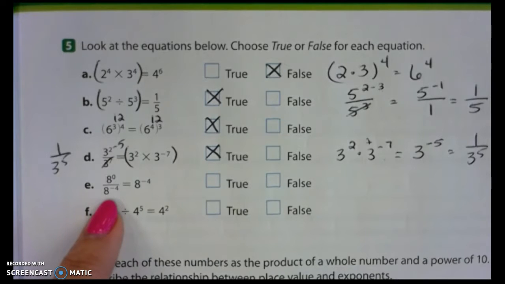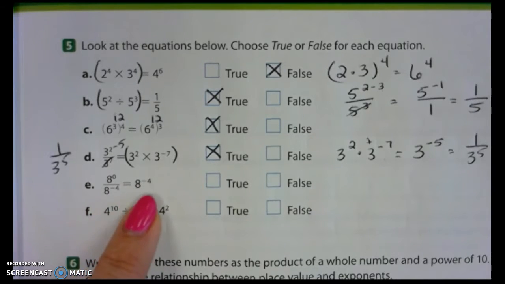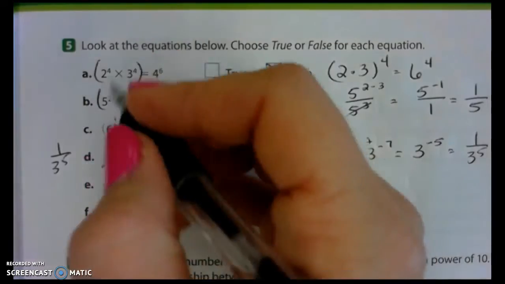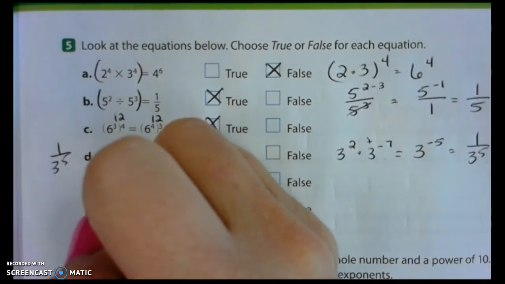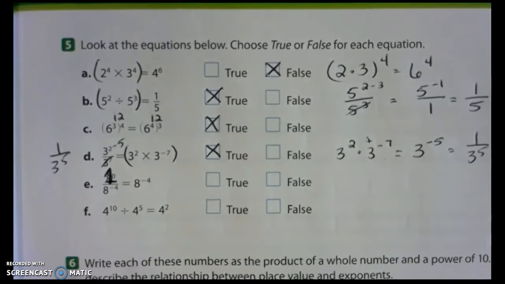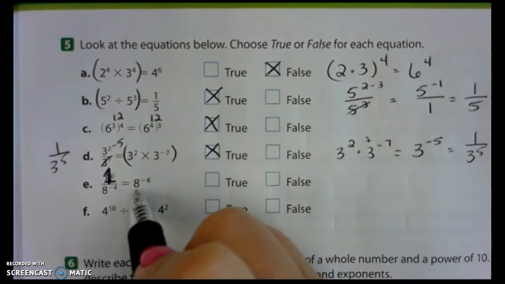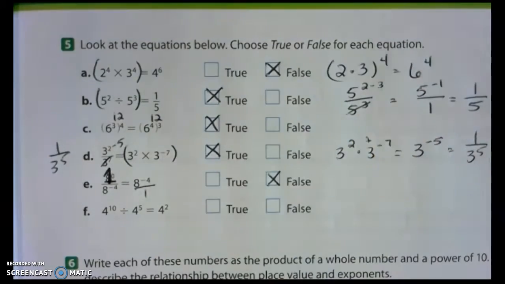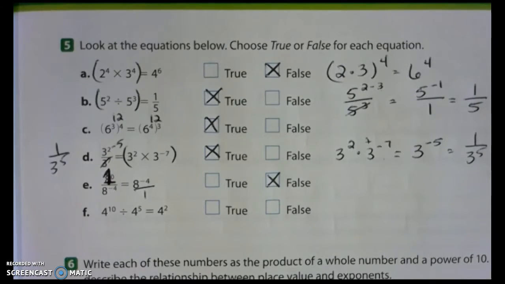On E, 8 to the 0 over 8 to the negative 4, they want to know, is it equal to 8 to the negative 4? The first thing I see is that 0 exponent. If I change it to a 1 and compare these, is 1 over 8 to the negative 4 going to be equal to 8 to the negative 4? It is not, because they are actually reciprocals of each other, which makes that one false. Sometimes you don't have to go all the way to simplest form just to see if they match. This one, you could easily tell it was never going to match.